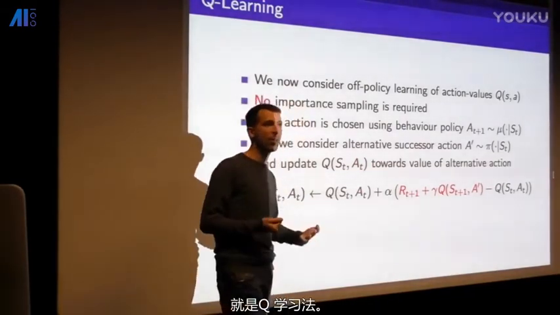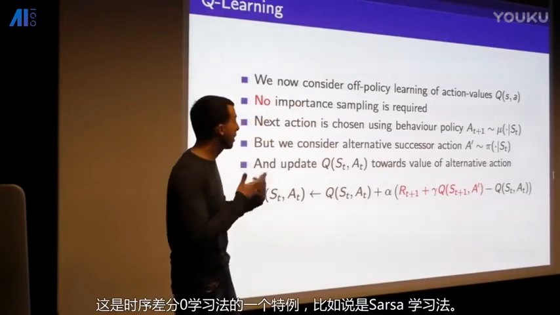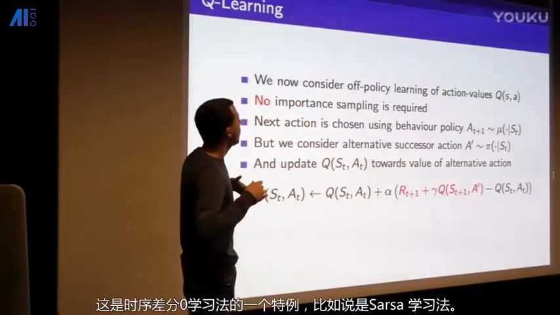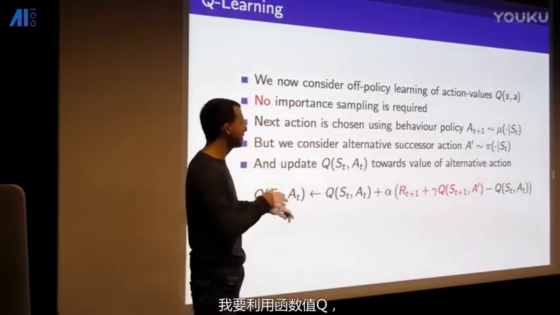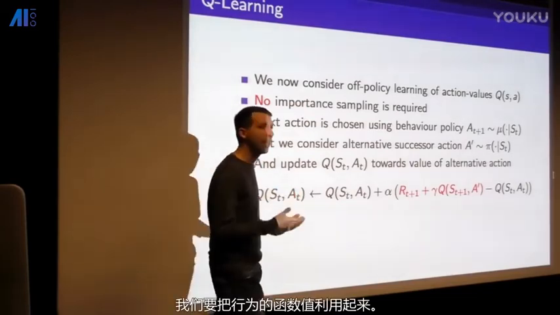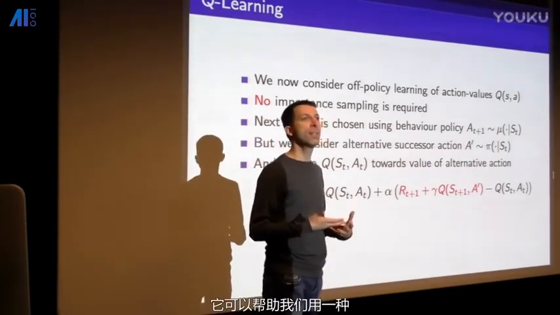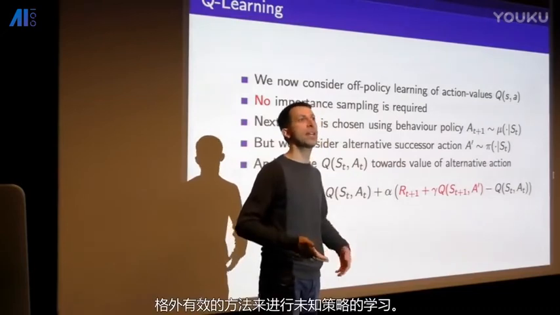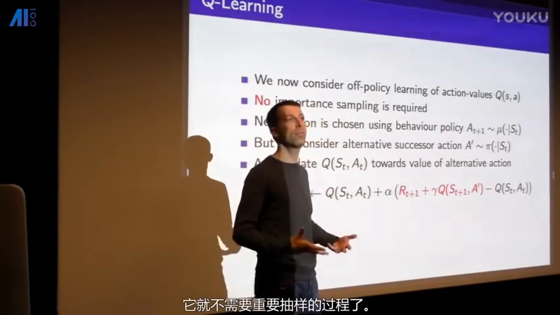Now, the idea which works best with off-policy learning is known as Q-learning. This is specific to TD0 now, to SARSA 0, for example. And what we're going to do is consider a specific case where we make use of our Q values, the action values, to help us do off-policy learning in a particularly efficient way that doesn't require importance sampling.